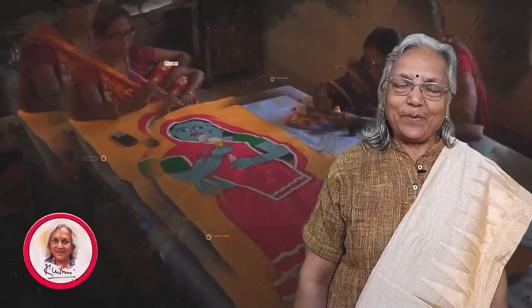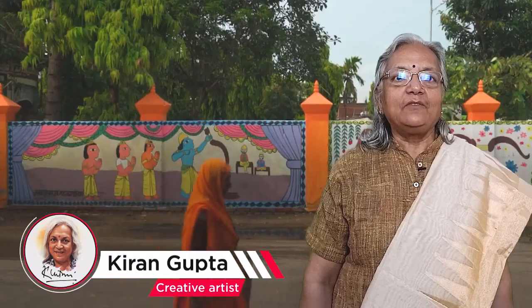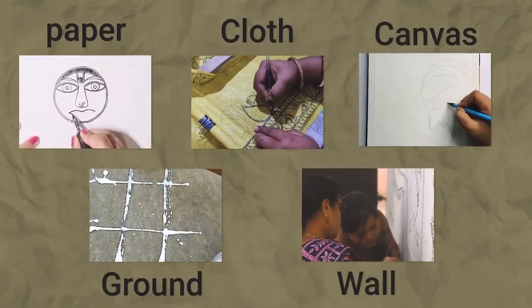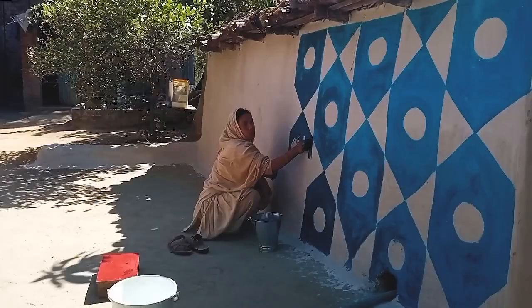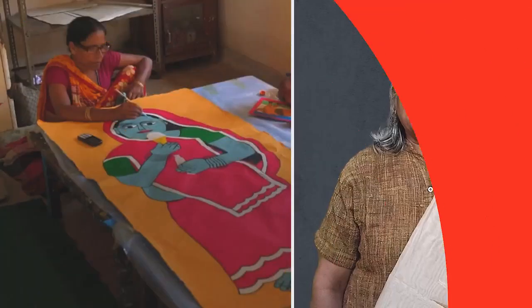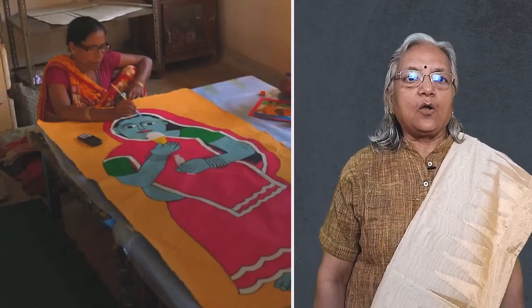In the context of painting, space refers to any surface we choose to create on. This may be paper, cloth, canvas, the ground, or even a wall. The chosen surface defines the space in which the forms would be created. These forms divide the space according to how we arrange them.